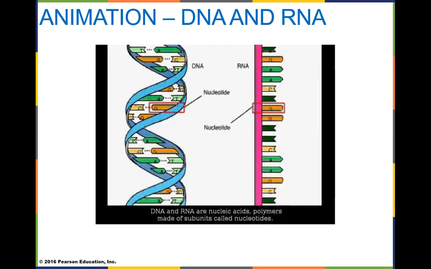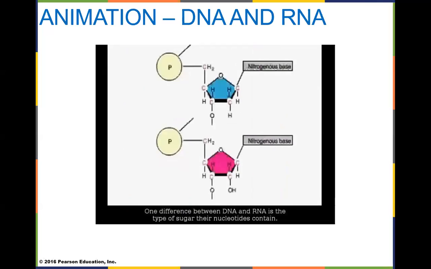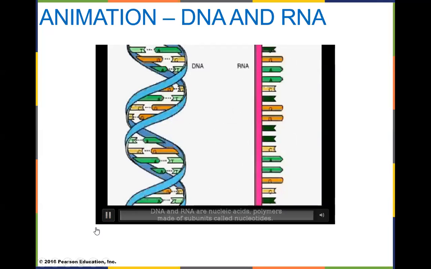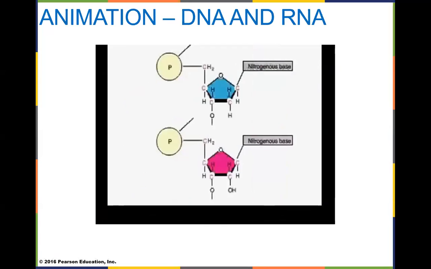DNA and RNA are nucleic acids, polymers made of subunits called nucleotides. One difference between DNA and RNA is the type of sugar their nucleotides contain. DNA contains the sugar deoxyribose, while RNA contains the sugar ribose. Ribose has 1 more oxygen atom than deoxyribose.